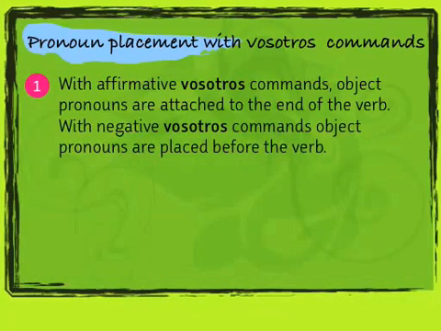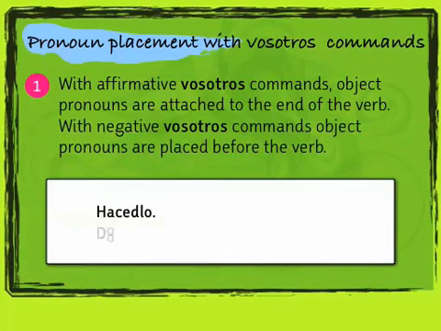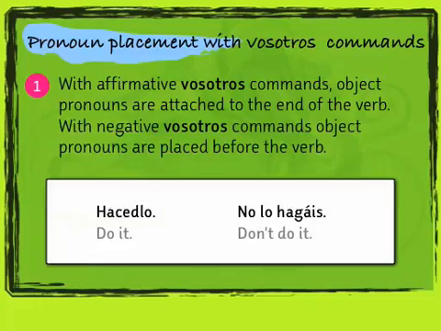Pronoun placement with vosotros commands. With affirmative vosotros commands, object pronouns are attached to the end of the verb. With negative vosotros commands, object pronouns are placed before the verb. Hacedlo. Do it. No lo hagáis. Don't do it.